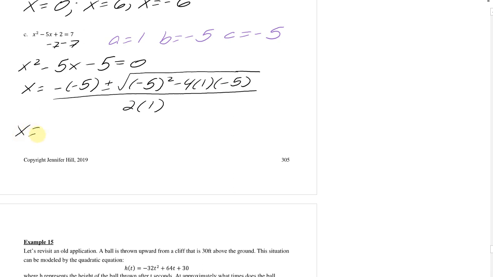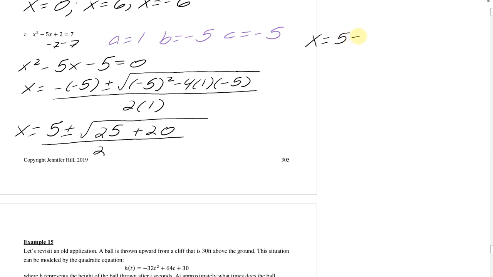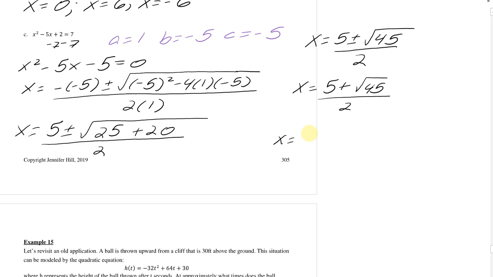So now let's just go through the order of operations. So this is 5 plus or minus the square root of 25 plus 20. All of this divided by 2. Let's see, I got to move over here. So this will be x equals 5 plus or minus the square root of 45 divided by 2. So now I have to break this up into pieces. So I have x equals 5 plus the square root of 45 divided by 2. And then I also have x equals 5 minus the square root of 45 divided by 2.